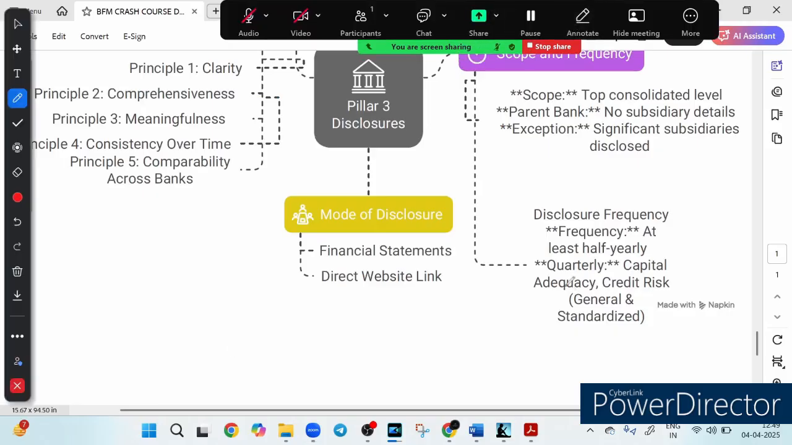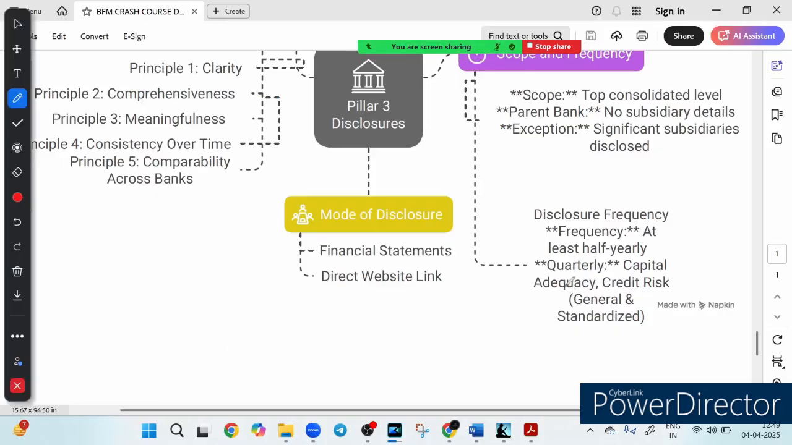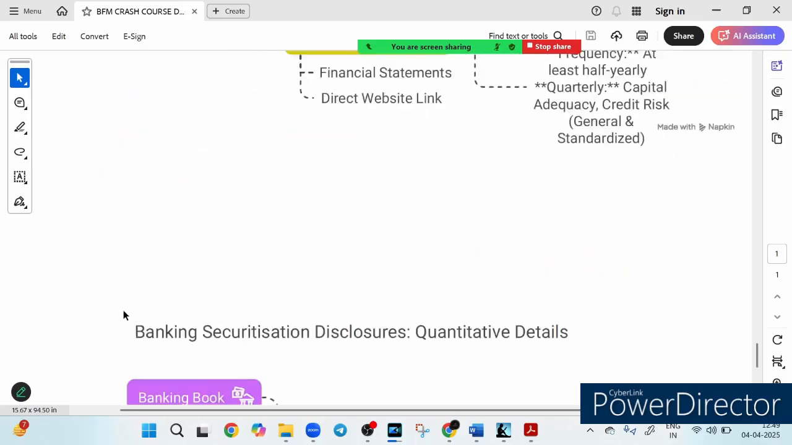That means that a bank must update stakeholders at least twice a year, and quarterly disclosure is required for key financial aspects like capital adequacy and credit risk, which require more frequent updates. So in general it is half yearly, and for some specific items it requires a quarterly update. I hope that makes sense to you.